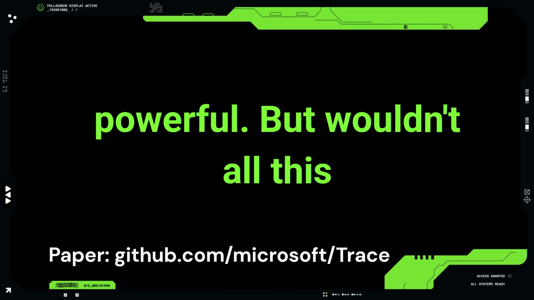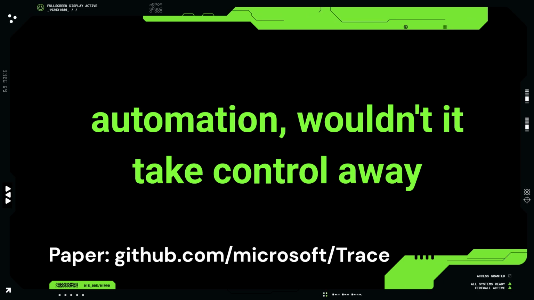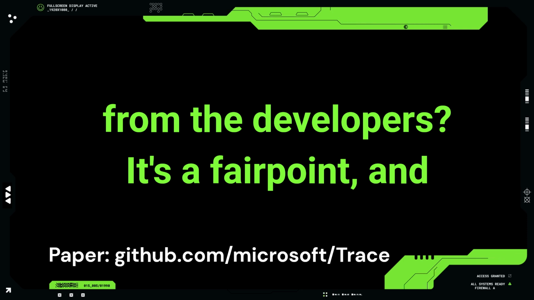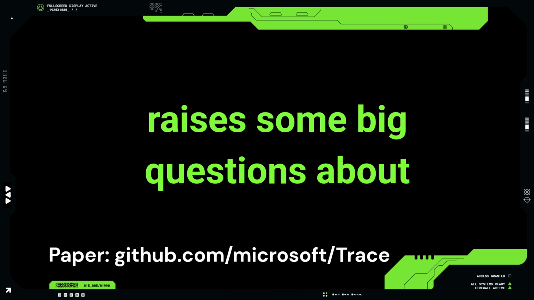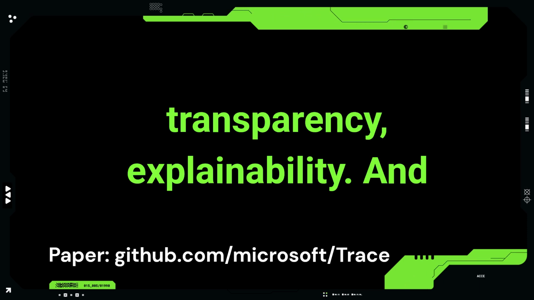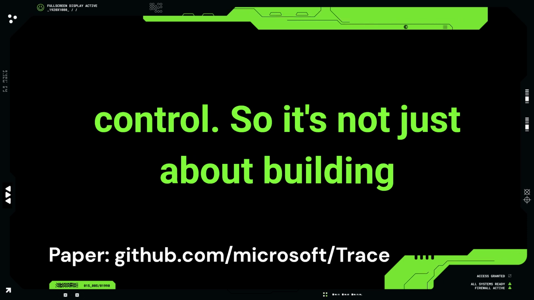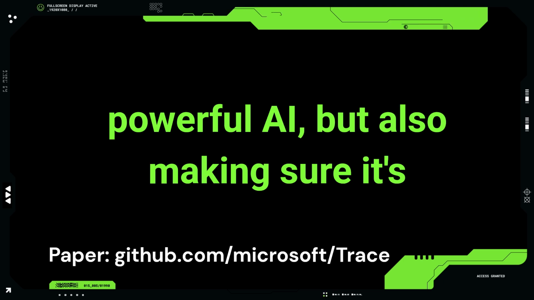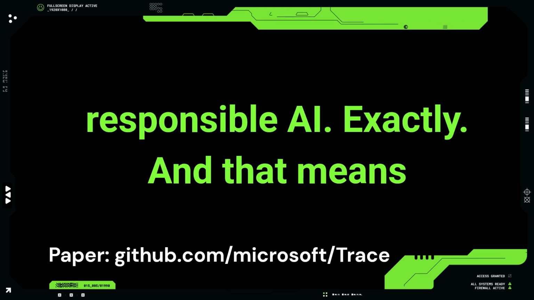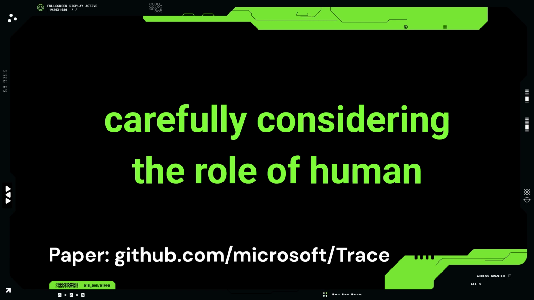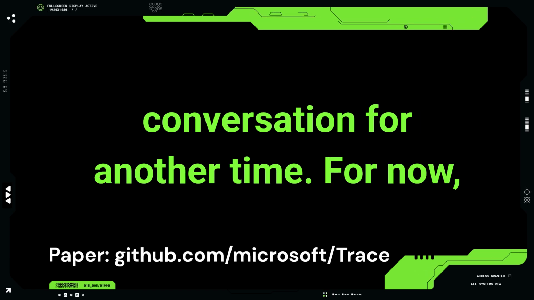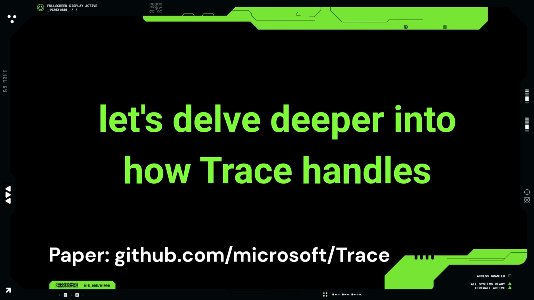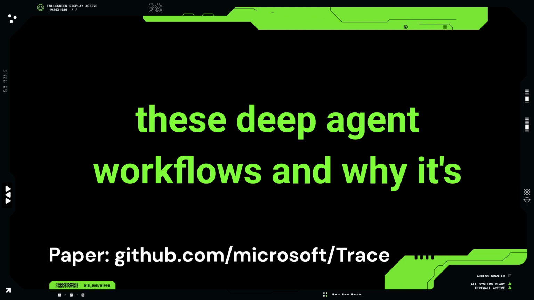That's powerful. But wouldn't all this automation take control away from the developers? It's a fair point, and the researchers acknowledge that developing these deep agent workflows raises some big questions about transparency, explainability, and control. So it's not just about building powerful AI, but also making sure it's responsible AI. Exactly. And that means carefully considering the role of human expertise in all of this. But that's a conversation for another time. For now, let's delve deeper into how Trace handles these deep agent workflows and why it's such a game changer.